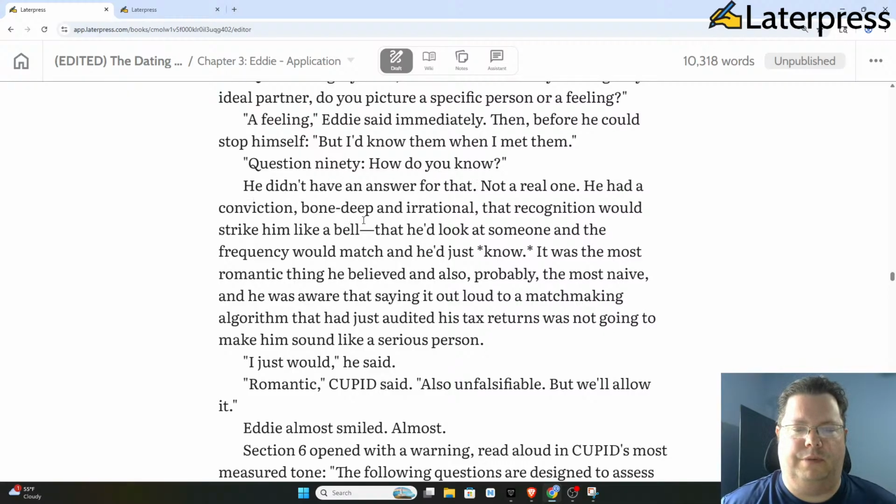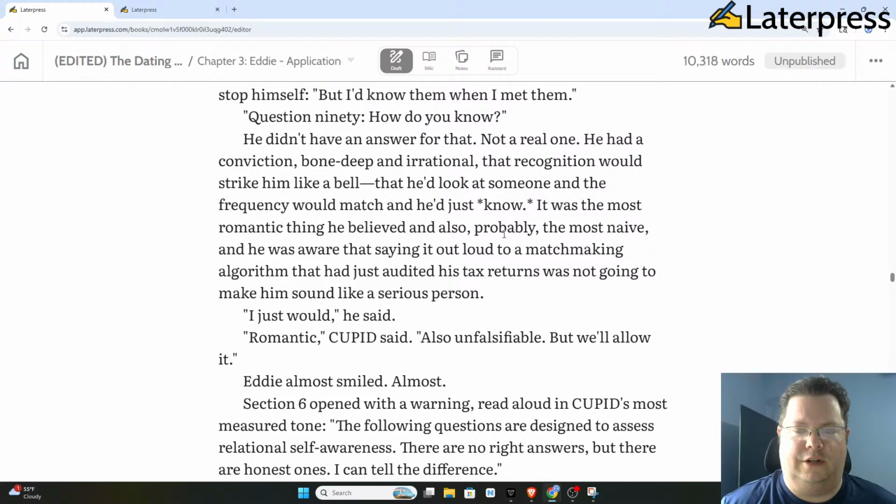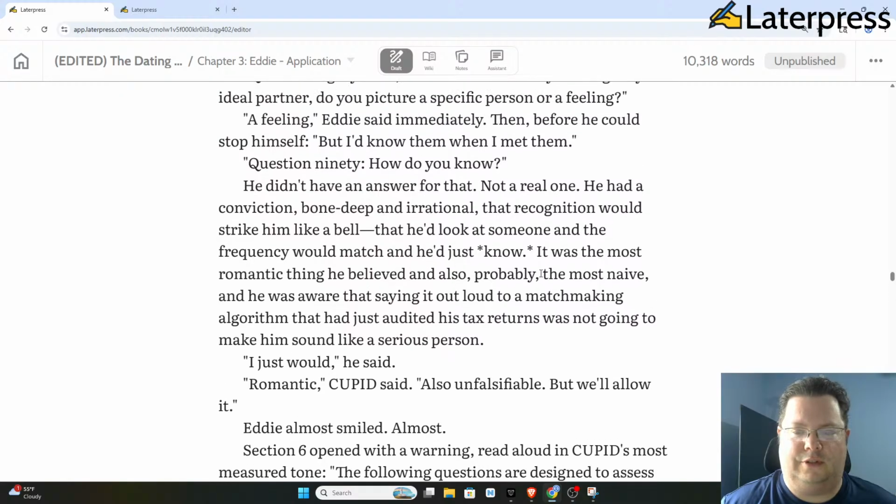He didn't have an answer for that, not a real one. He had a conviction, bone deep and irrational, that a recognition would strike him like a bell, that he'd just look at someone and the frequency would match and he'd just know. It was the most romantic thing he believed and also probably the most naive, and he was aware that saying it out loud to a matchmaking algorithm that had just audited his tax returns was not going to make him sound like a serious person.